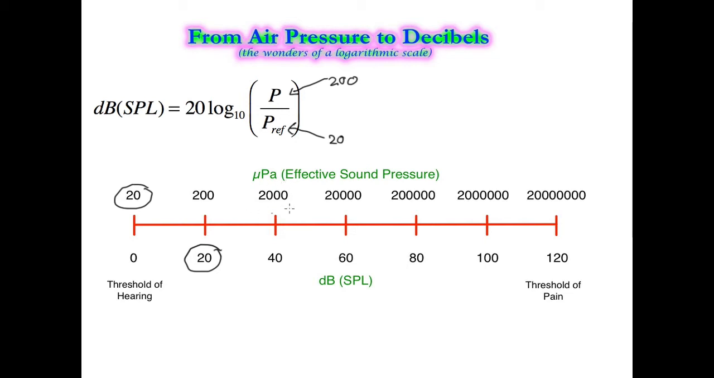A sound pressure level of 2000 compared to this 20, that's 100 times. If we put 2000 in here compared to the 20, we get an answer of 100 for this fraction. The log of 100 we found out was 2. 20 times 2 gives us 40. And this decibel scale is built up in that way.